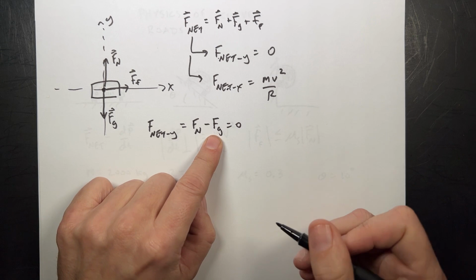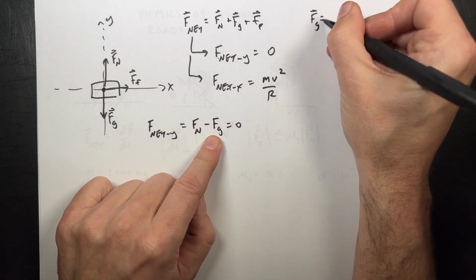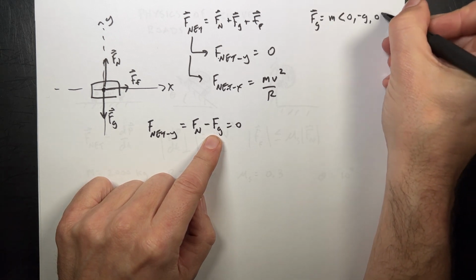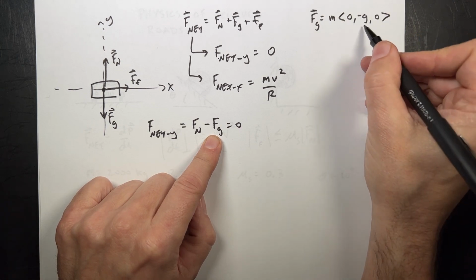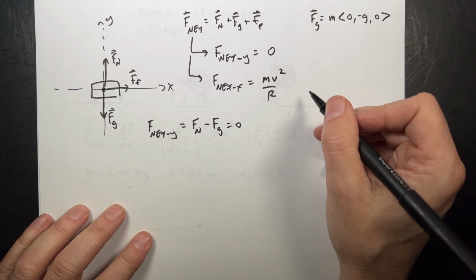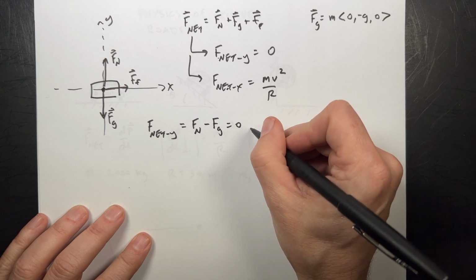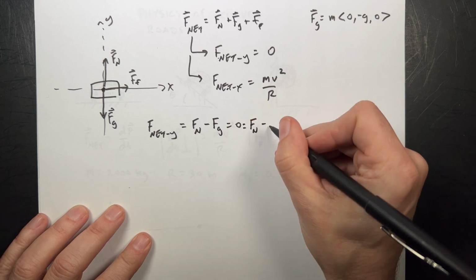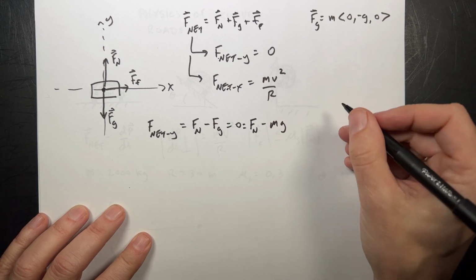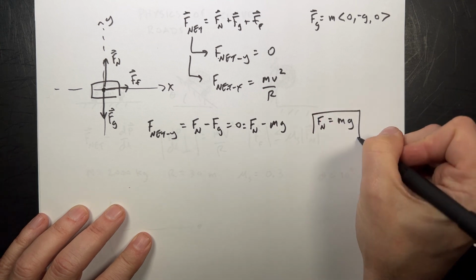So I do know that the gravitational force Fg is equal to m times the vector 0, negative g, 0, where g is the gravitational field. So I know the y component of this is negative g. That's why I put the negative. Well, I'd use the magnitude. So this is going to be equal to Fn minus mg. And now I can solve for Fn by adding mg to both sides. And I get the normal force Fn is equal to mg. That's just the magnitude of the normal force.